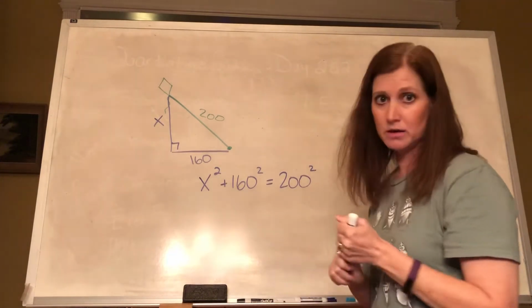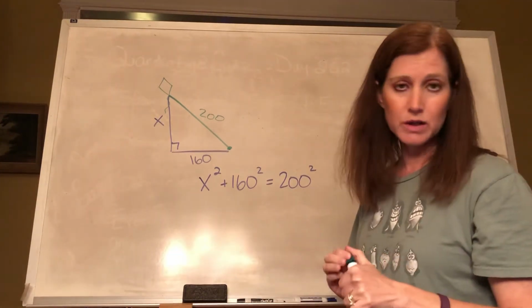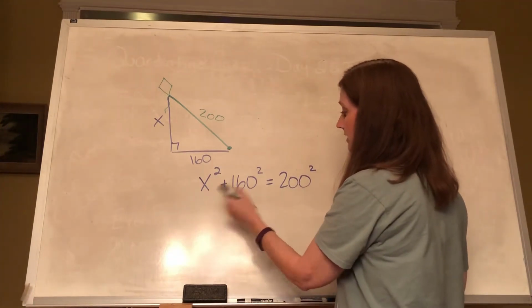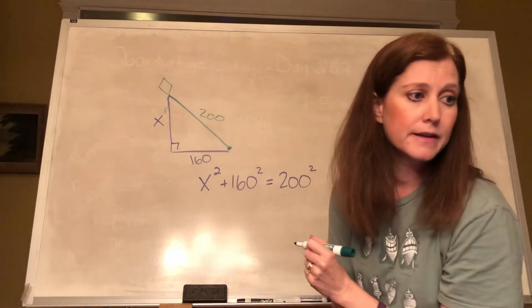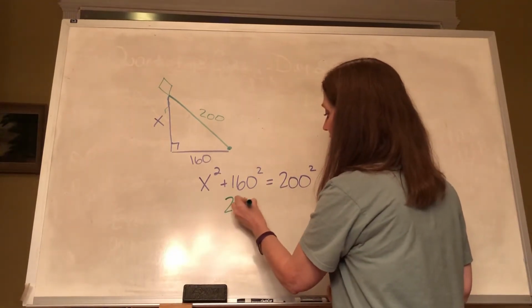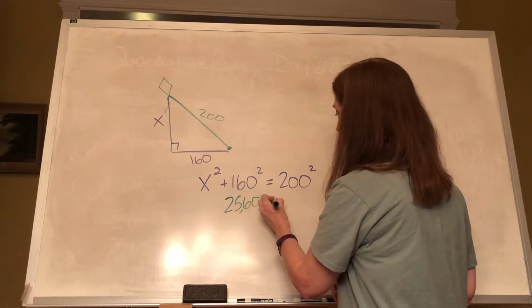Doing that math, go ahead and use a calculator. This is really not something you want to have to square. 160 times 160 gives us 25,600.